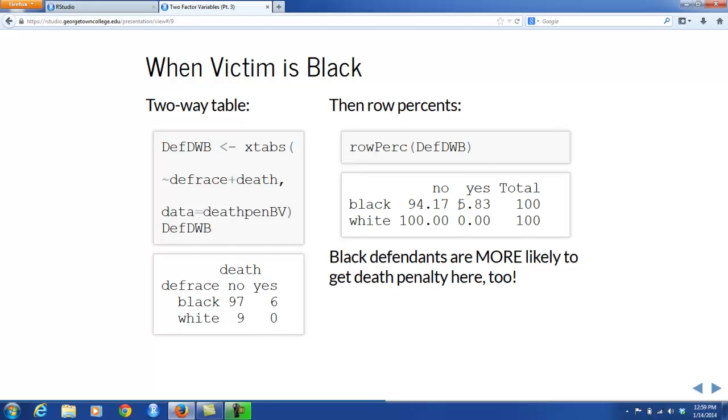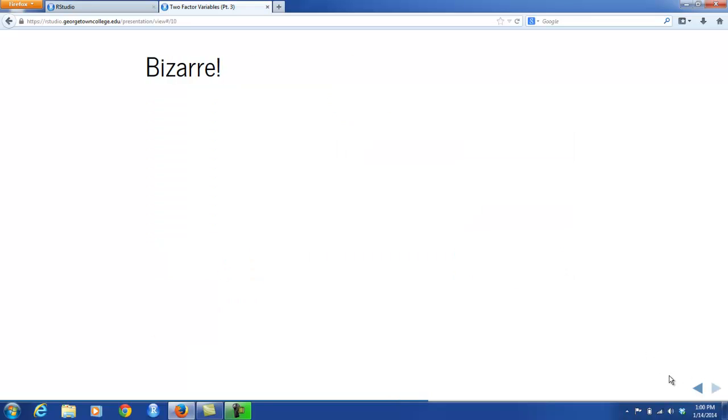And this is very interesting indeed. When the victim was black, and we look at the black defendants, we find that 5% of them got the death penalty when the victim was black. When the victim was black, and we look at the white defendants, we find that none of them got the death penalty. Once again, black defendants were more likely, by about 5%, to get the death penalty than whites were. This is really strange.